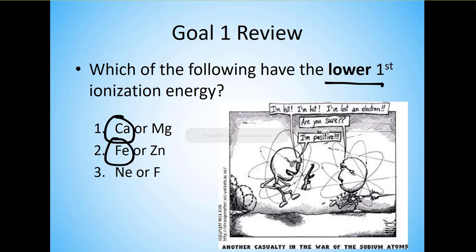And then on number 3, we have neon and fluorine. So they're next to each other on that second row. They're both nonmetals, but we find that neon is a noble gas. So it should have the highest ionization energy of that row, and here we want the lower. So it's going to be fluorine.